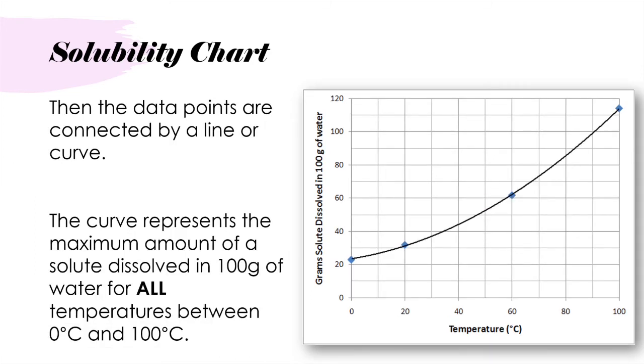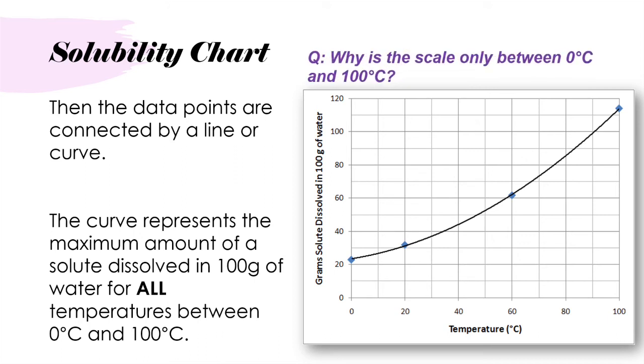Then the data points are connected by a line or curve. This right here, y'all, is the solubility curve, that line you see. The curve occurs between 0 and 100 degrees Celsius. Why is this scale only between 0 and 100? You guessed it correctly. These solutes are being dissolved in liquid water, not ice, not water vapor.